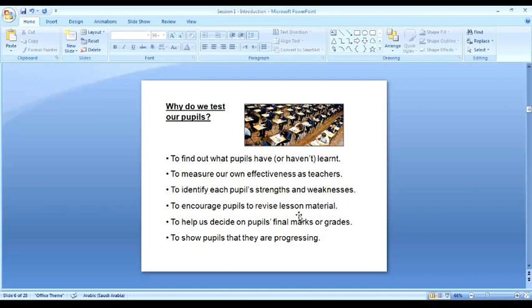To help us decide on pupils' final marks or grade. So why do we test our pupils? To help us decide on pupils' final marks or grade. And the last point, to show pupils that they are progressing. The test will show them, because with the first, the second and the third, the students are going to compare how their grade was in the first month, the second and then the third, and they will see whether they are progressing or not.